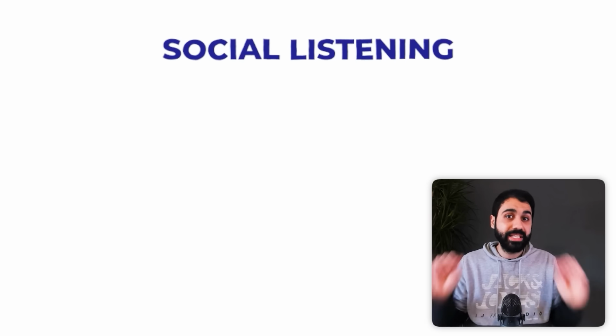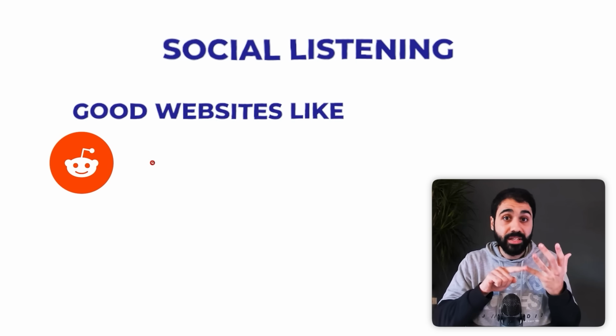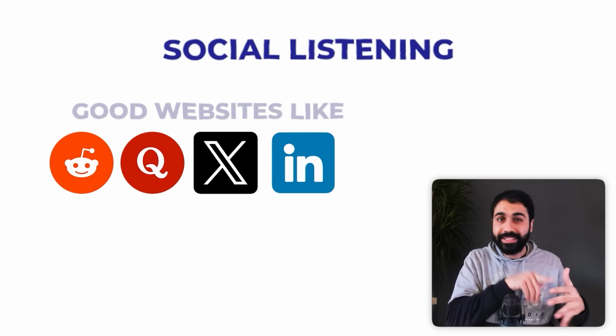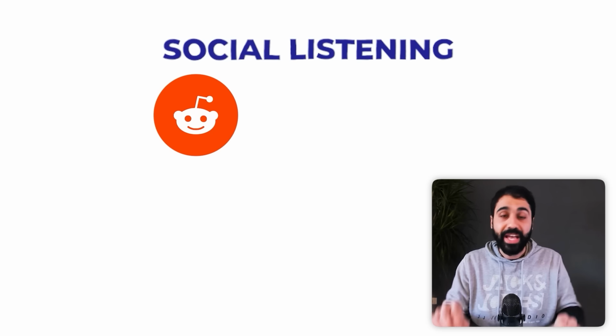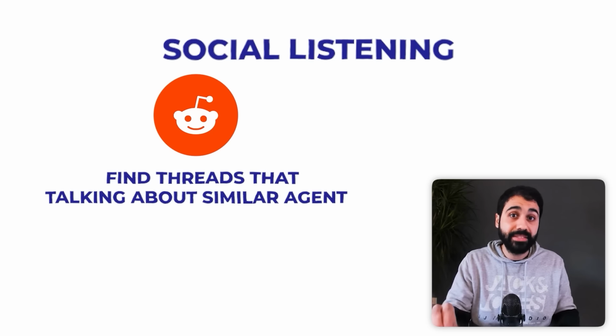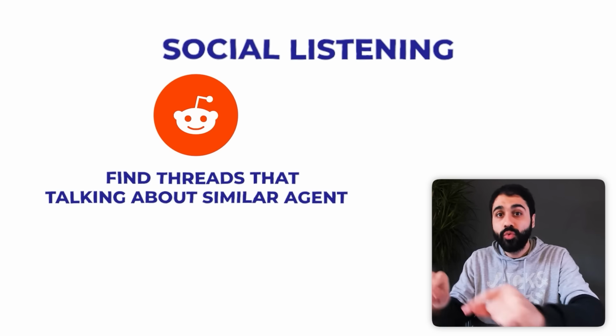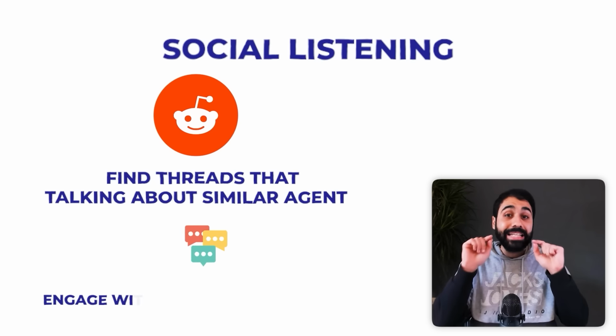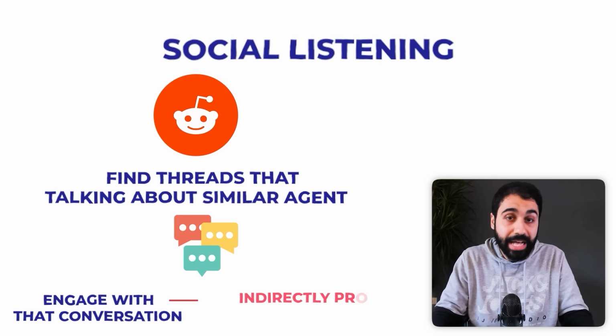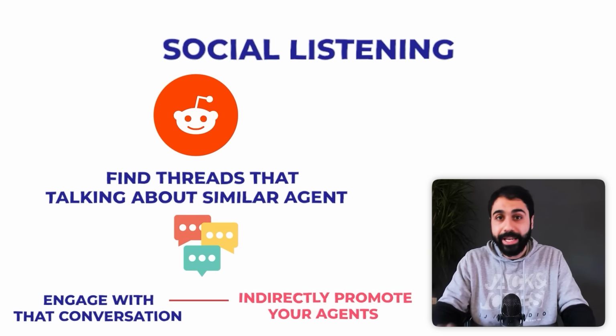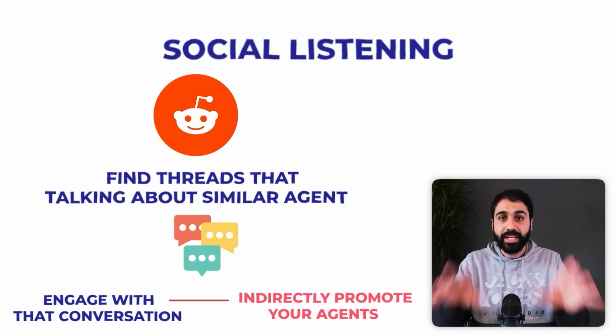Now for promoting your services, we have different options and tactics. One of the best to get started with is what we call social listening. Go to websites like Reddit, Quora, X, LinkedIn, these platforms, especially Reddit, and discover threads talking about similar agents or similar automation workflows or similar tools, and engage with that conversation and indirectly promote your agent. Don't just paste links, add value.